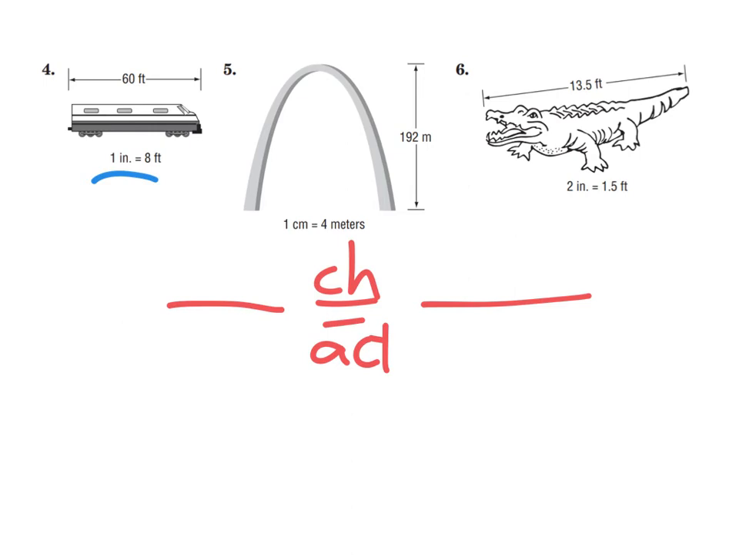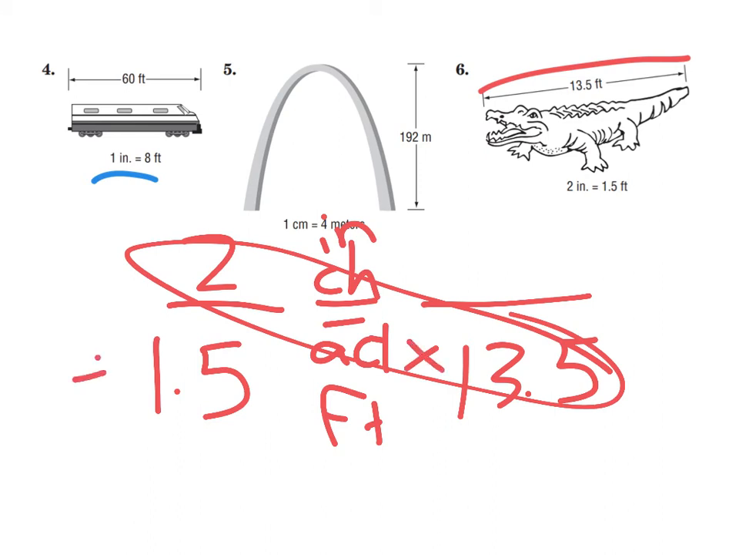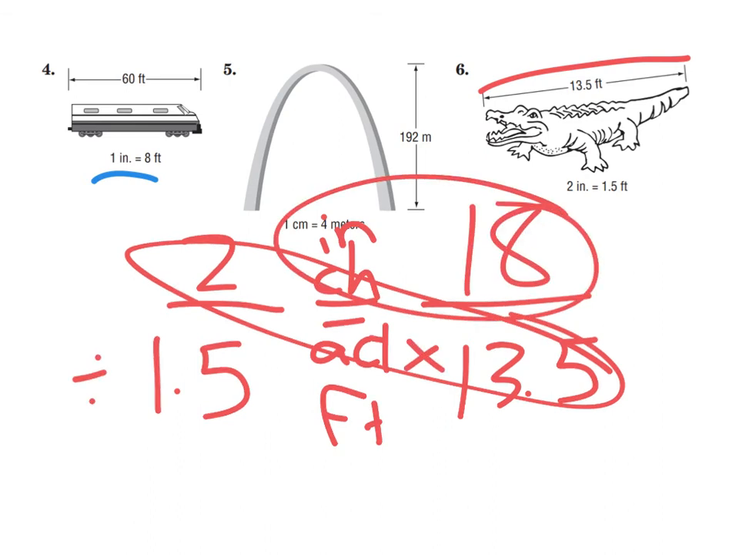On the crocodile or alligator, I'm not sure which one it is, we have inches and feet. So again, inches and feet, we just have a scale, not a scale factor. And I know that 2 inches equals 1.5 feet. And then I have this measurement, which must be an actual measurement because it's in feet. And we're ready to multiply and divide. Those are the ones you multiply, you divide by that, and you get 18, and your label is inches. So the drawing would be 18 inches. So we've changed 13.5 feet into 18 inches on a drawing.